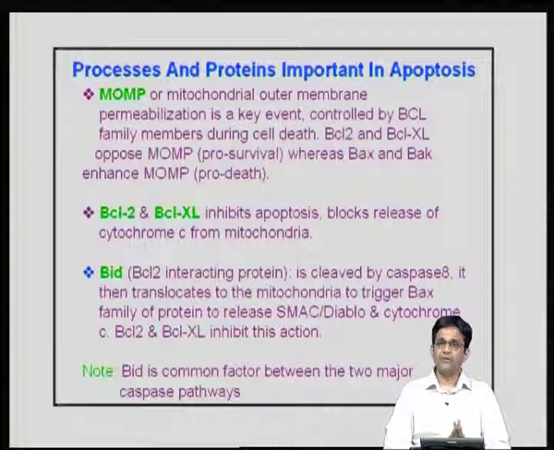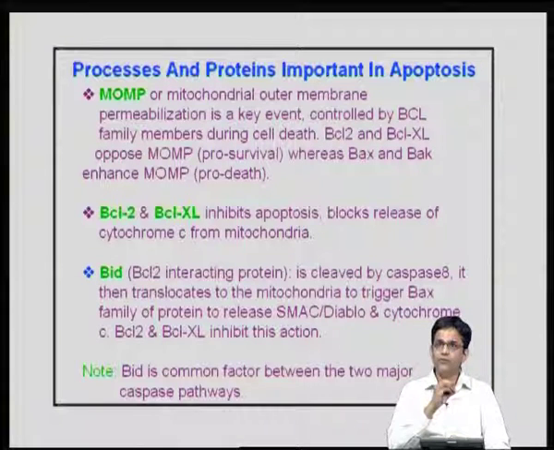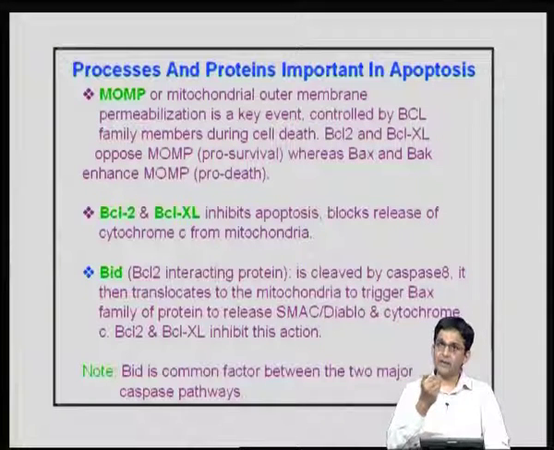I had said that the mitochondria is clearly a very important player, and you have the mitochondrial outer membrane permeabilization, which is very important, and this permeabilization is controlled by BCL family members. So, for example, BCL2, BCL-XL, they oppose the permeabilization of the mitochondria and therefore are pro-survival. So, they help in survival, whereas BAX and BAK enhance cell death. So, if you overexpress BCL2 or BCL-XL in cells, usually they tend to survive.